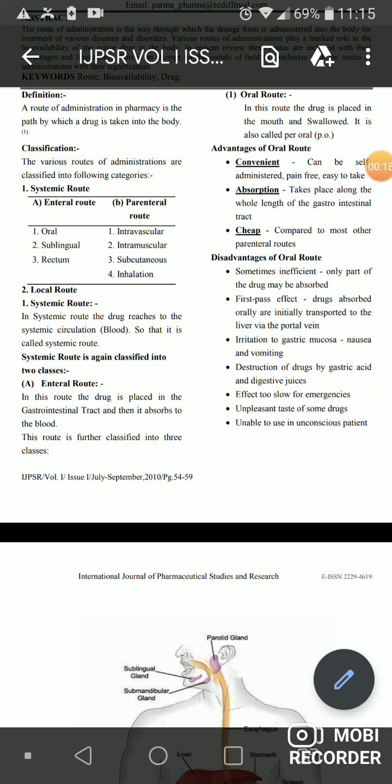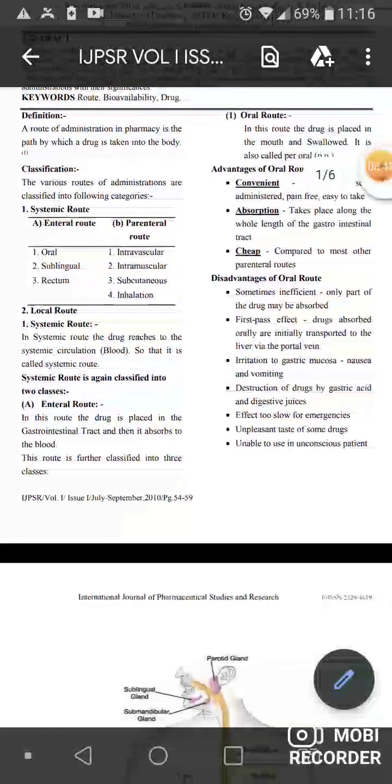On the basis of the systemic route, there are the enteral and parenteral routes. In the systemic route, the site of administration could be another site, but the drug ultimately reaches the blood. The enteral route contains oral, sublingual, and rectal, and the parenteral route includes IV, IM, subcutaneous, and inhalation.